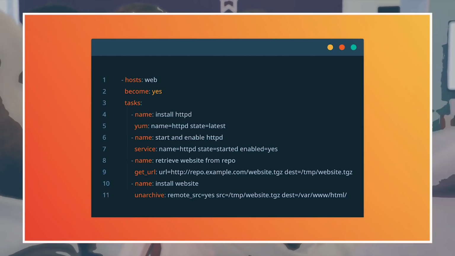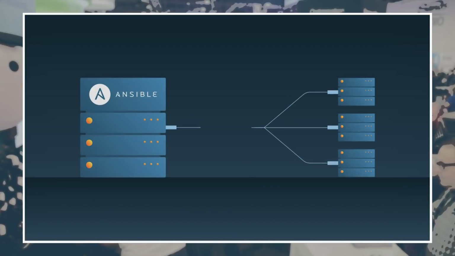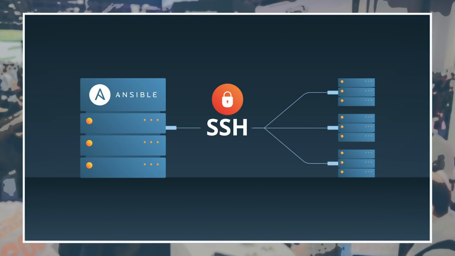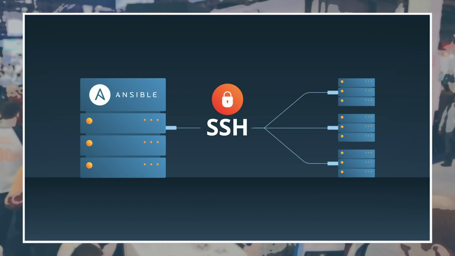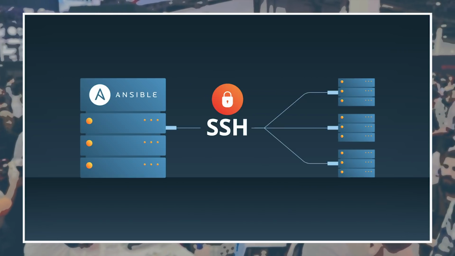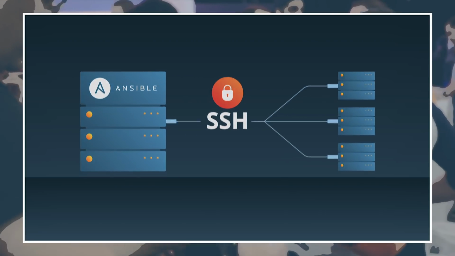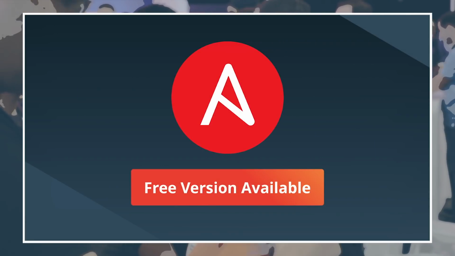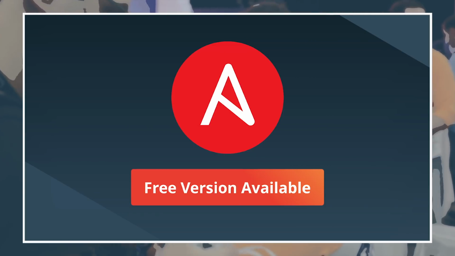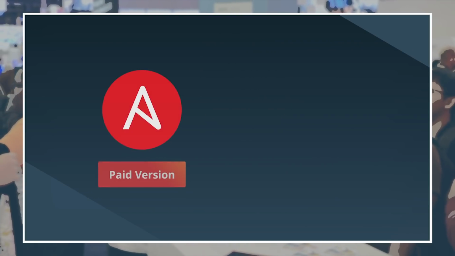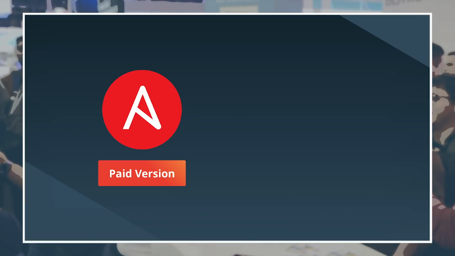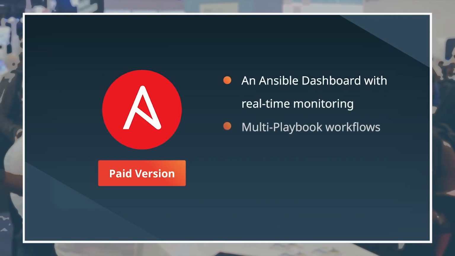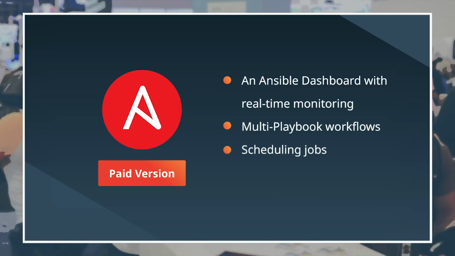For example, Ansible only requires SSH access to run commands on the servers that it manages, compared to the alternative tools, which require that you install an agent on all those servers in order to communicate with them. Now, what's great is that Ansible has a free version available, but if you need access to more advanced features, there is a paid version of Ansible that provides you with features like an Ansible dashboard with real-time monitoring, multi-playbook workflows, scheduling jobs, and others.